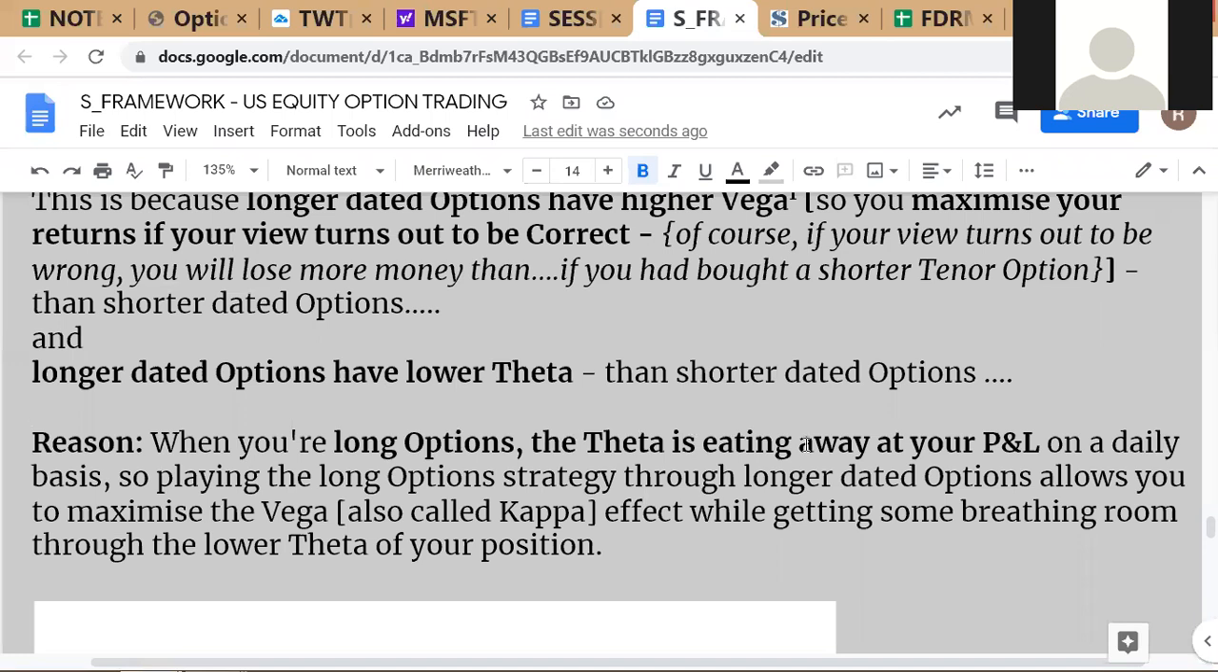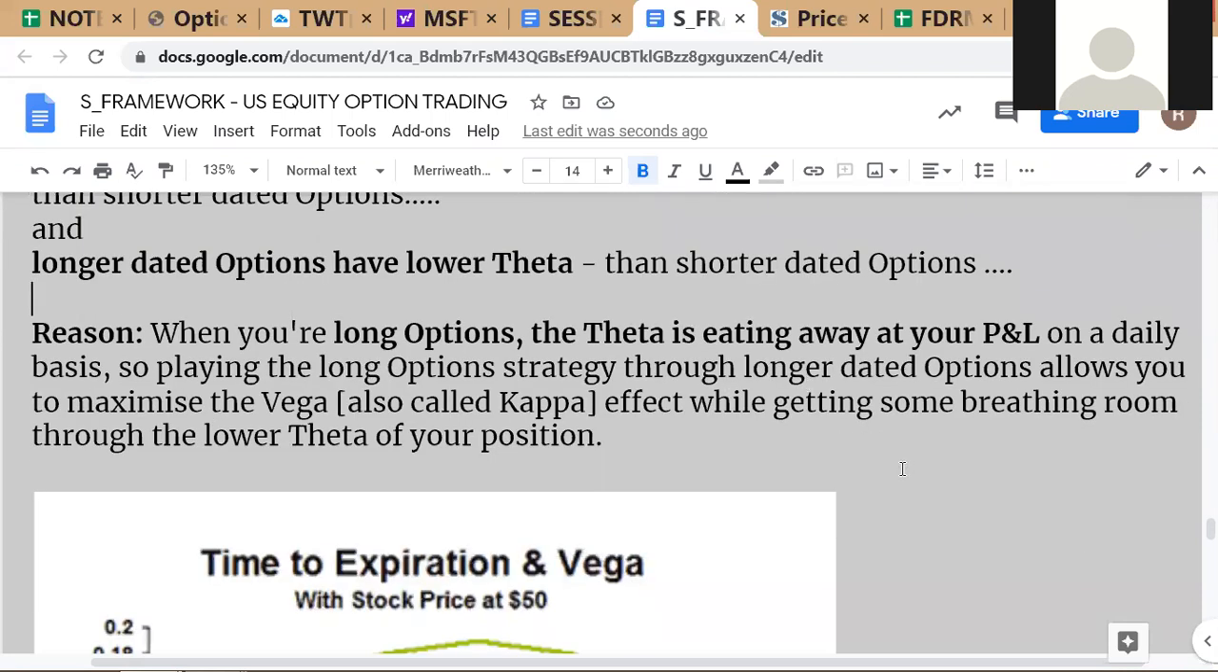Long options, theta is eating away your P&L on a daily basis. So if you're playing the long option strategy through longer dated options, you have lower theta. That is the main thing. You could have played your long option strategy with shorter dated options also.